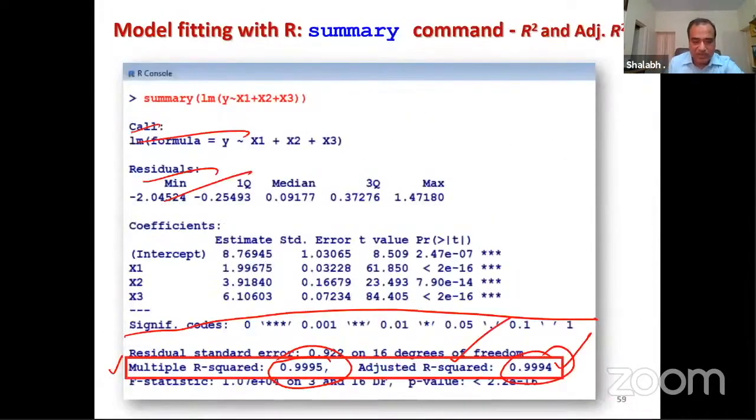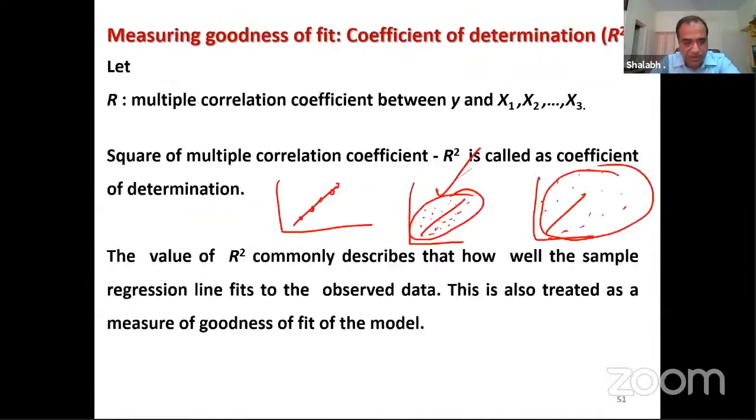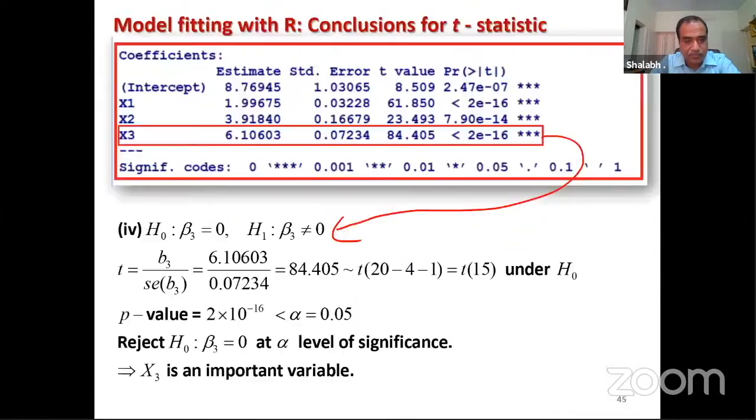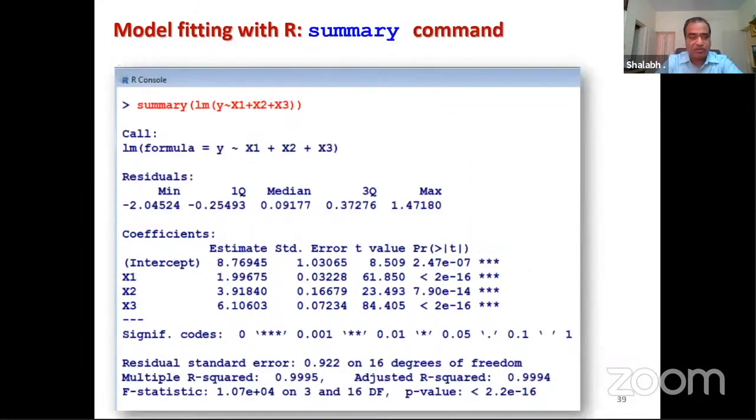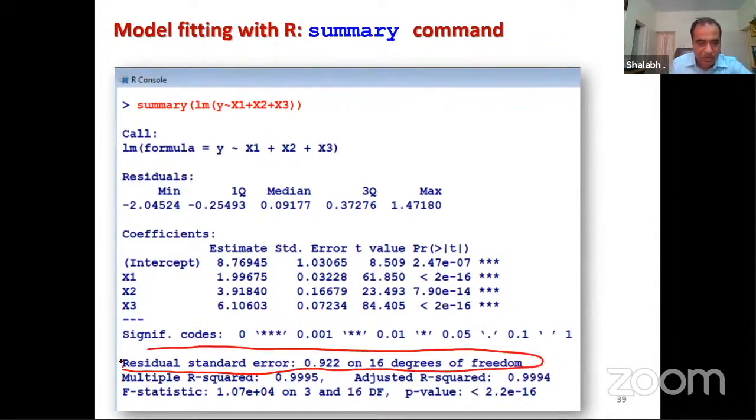Let me try to make it more clear. This is the same outcome; I have copied and pasted it at several places. If you look at this quantity, residual standard error, this is the value of the square root of sigma square hat. Whatever sigma square hat I have given you, we just take its positive square root. That is the residual standard error. So this is the value related to sigma square.